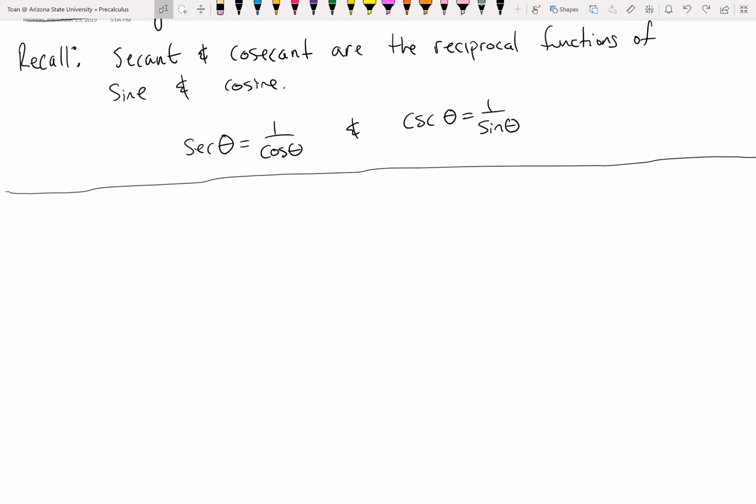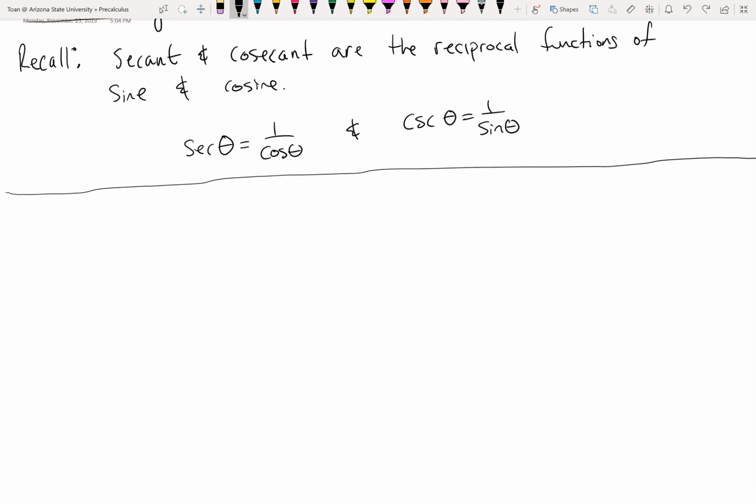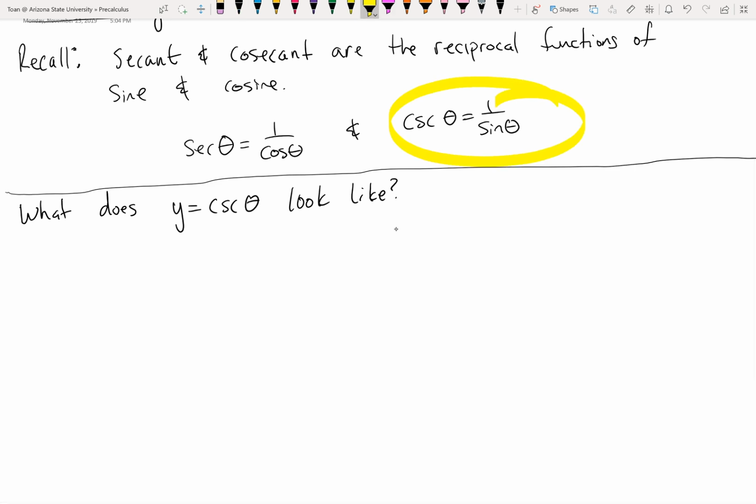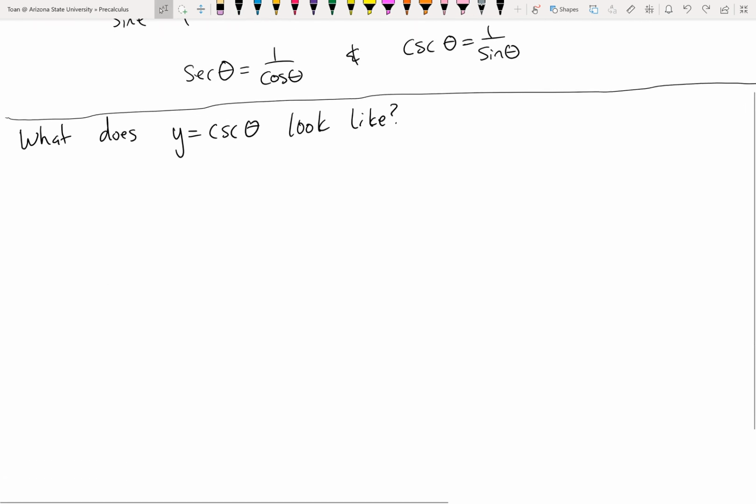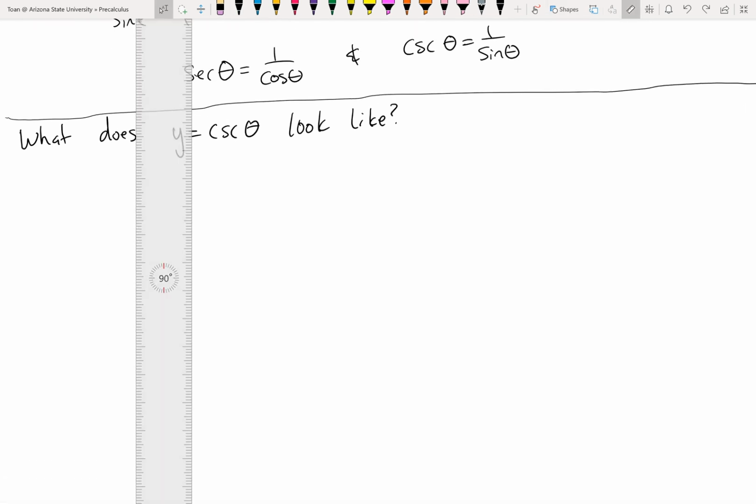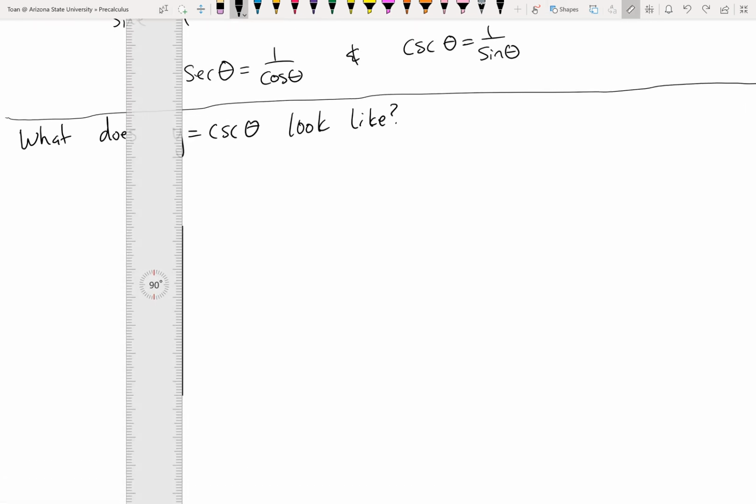So let's talk about the parent function, or let's ask this question. Let's start off with cosecant. What does y equals cosecant of beta look like? Well, since cosecant is related to sine, it's probably going to be related to what sine looks like. So let's go ahead and refresh our memories on what the sine of x looks like.